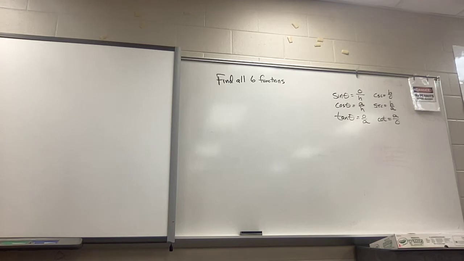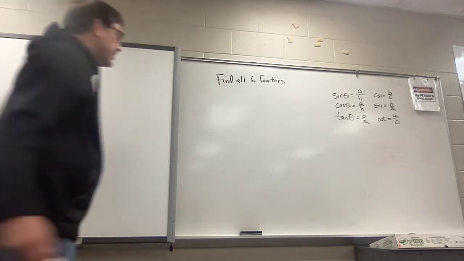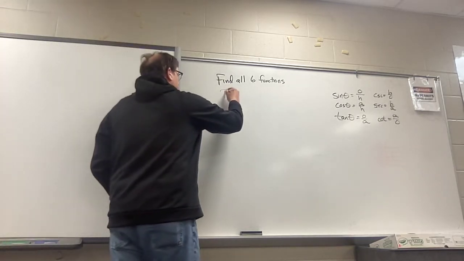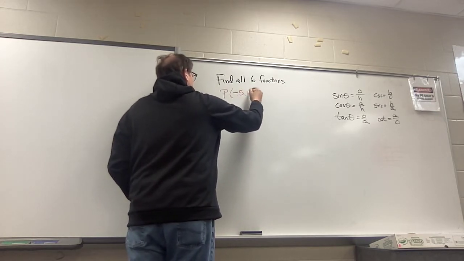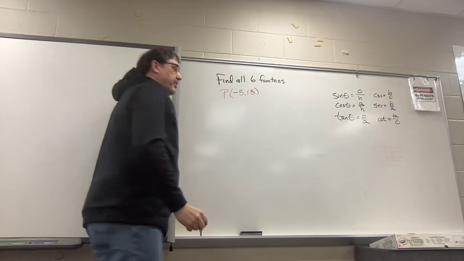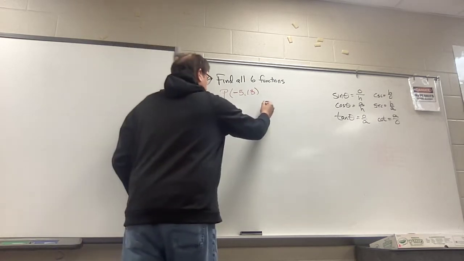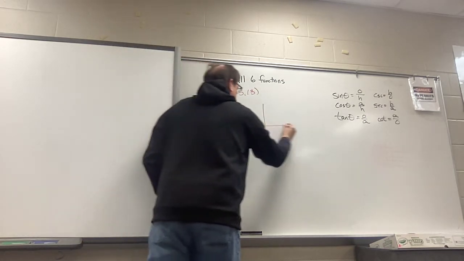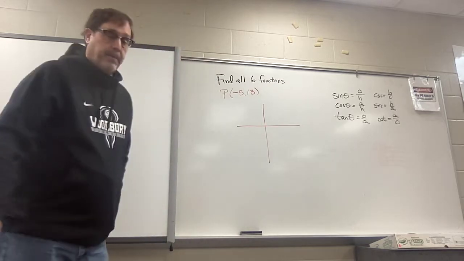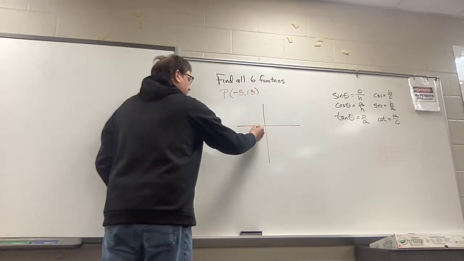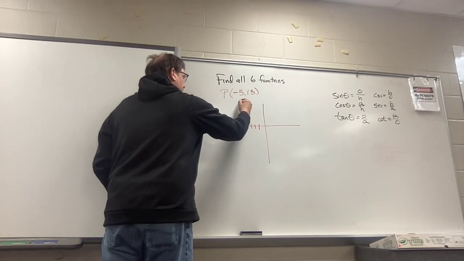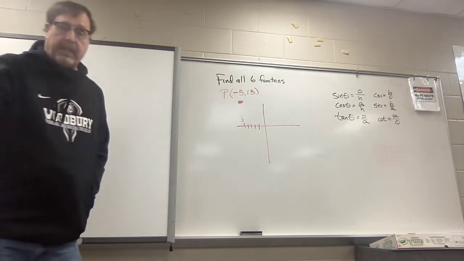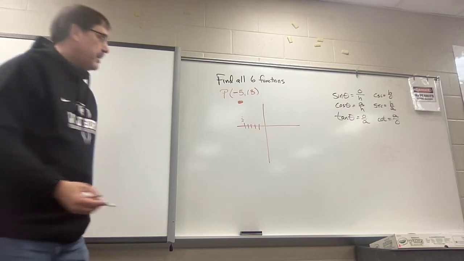Okay, it's going to say find all 6 trig functions when there is a point, and how about this point from standard position is (-5, 12). So here's what I'd like you to do. This is pretty easy. This is a sheet of graph paper. Go back 5, go up 12, and put a dot right there. That's easy. Back 5, up 12.